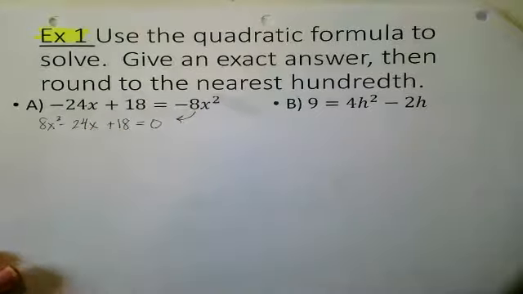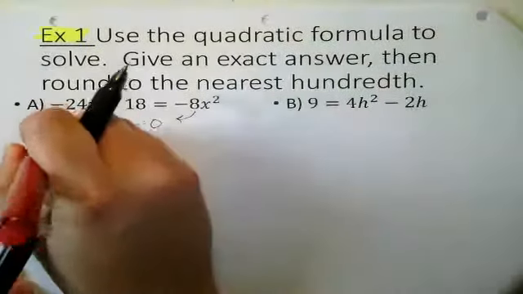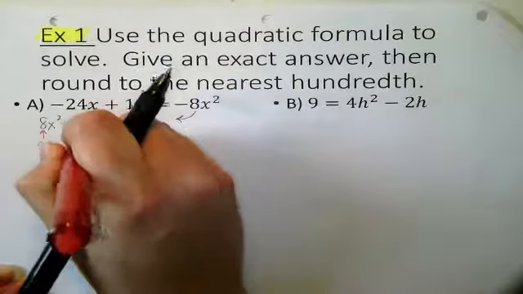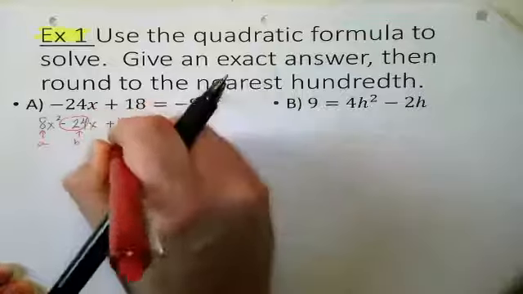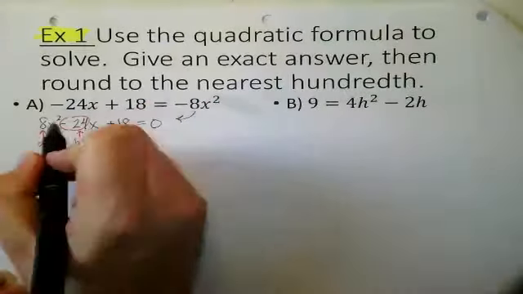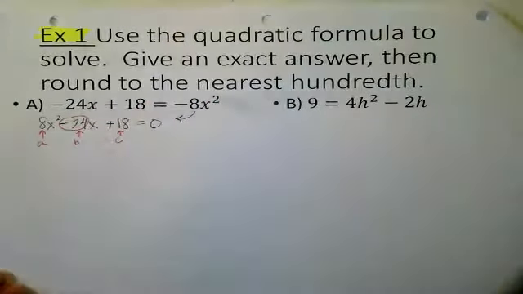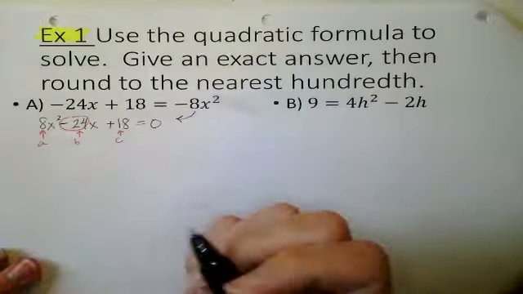Now we can see that our a value is 8. The b value is negative 24. And the c value is 18. Make sure you include the sign. Be very careful. That is negative 24, not just a 24. And I'm going to go ahead and write down the quadratic formula just so we can remember.